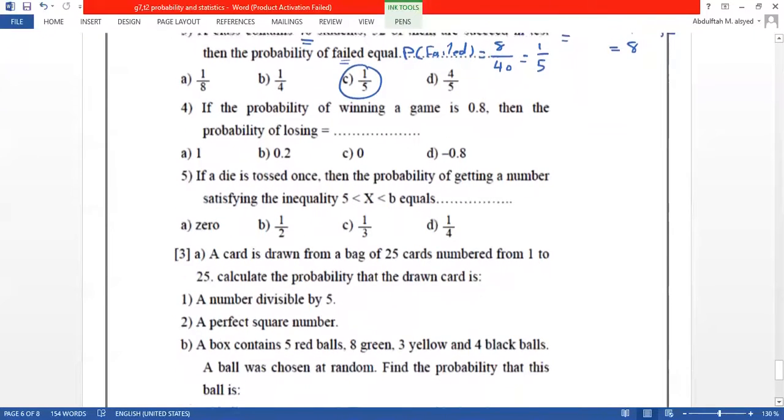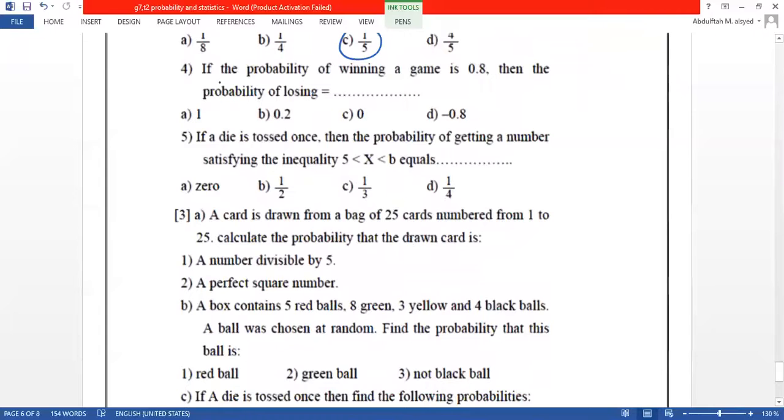Okay. The next one: the probability of winning a game is 0.8. Find the probability of losing. As we have mentioned before, this is a complement event, and its probability is found by subtracting from 1: 1 minus 0.8 equals 0.2.